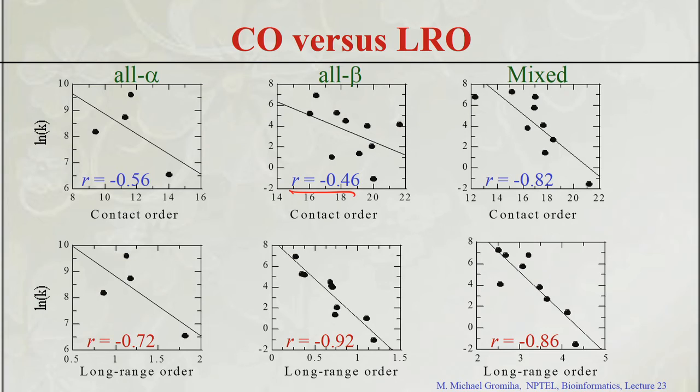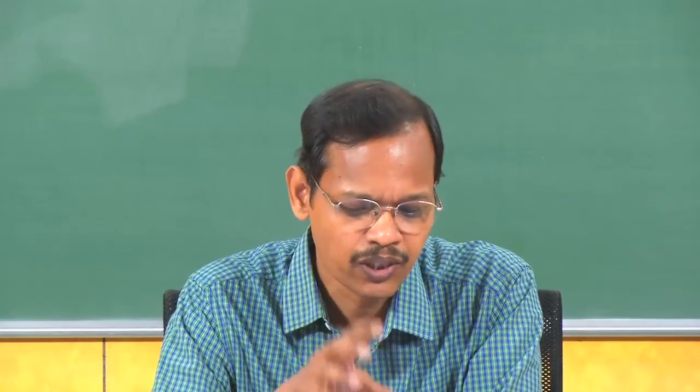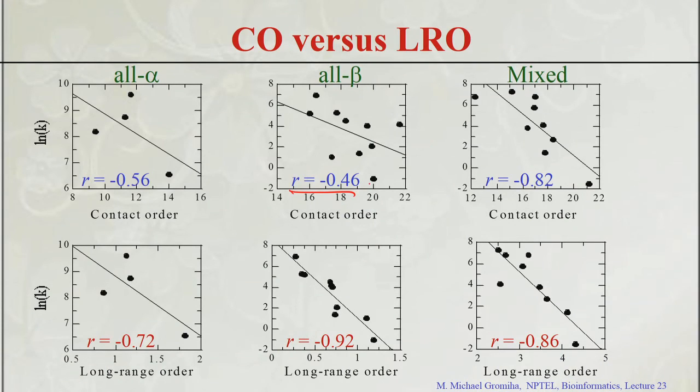That means short and medium range contacts introduce some noise in calculating the folding rate. This is the reason why, when including these medium range contacts, the correlation is only 0.46, but if you exclude them, we get up to 0.92. In the case of mixed class proteins, you can see a similar level, 0.82 and 0.86. The numbers are almost similar for both contact order and long range order.